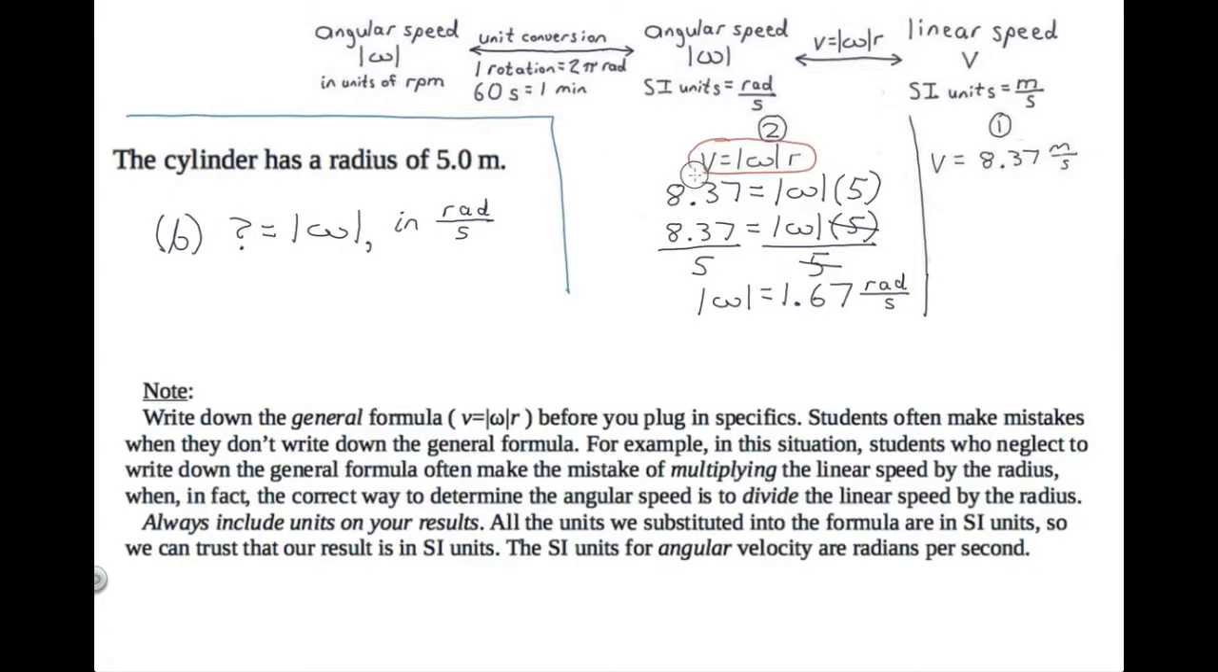First, we write down the general formula. After we write the general formula, we substitute specifics into the formula. For v, we substitute 8.37 meters per second, which we determined in part A. The angular speed is what part B is asking us for, so we leave that as a symbol, and the problem tells us that the radius is 5 meters. Then we solve the equation for the angular speed, and we obtain the result that the angular speed equals 1.67 radians per second.